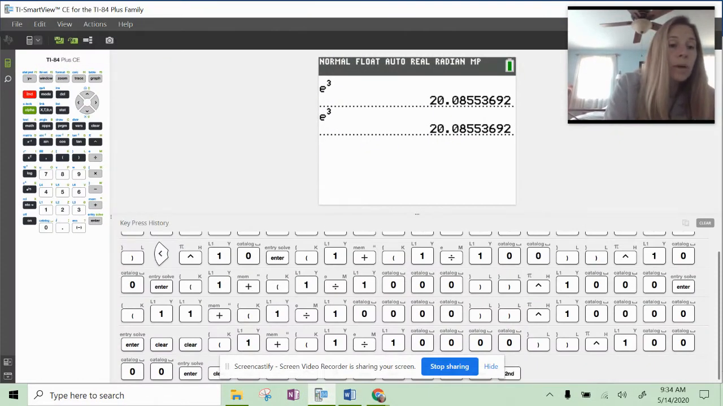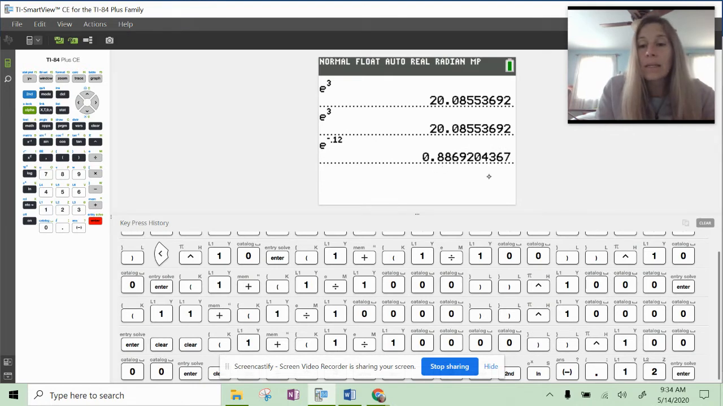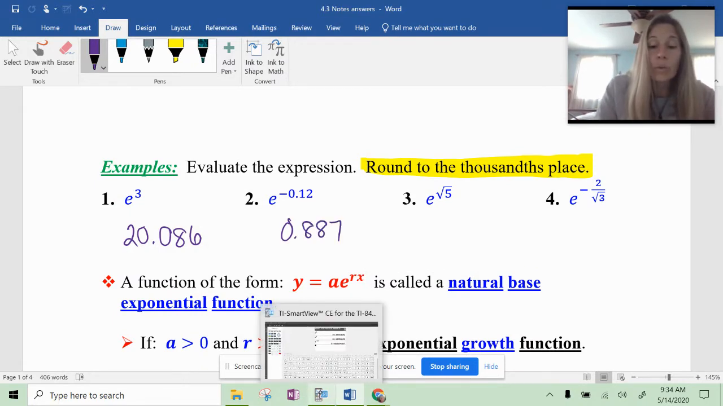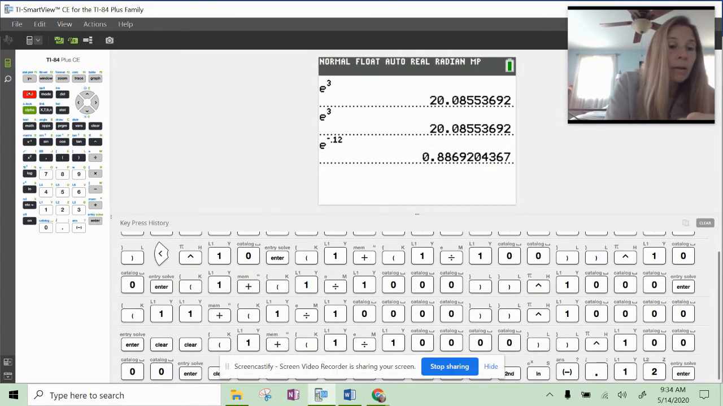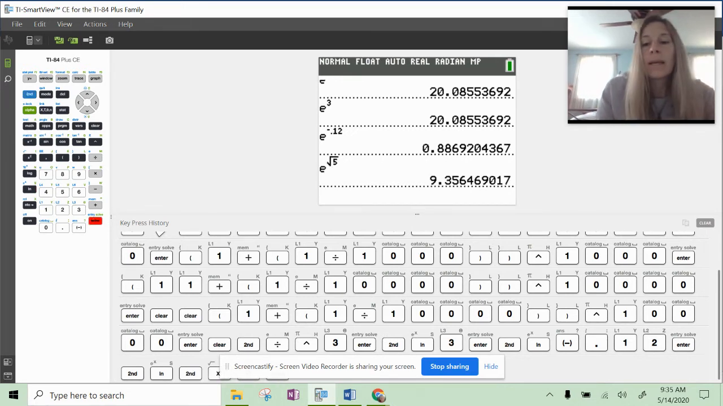Okay, next one, e is going to be raised to the -0.12. So I'm going to use my key with the e as a base, and then I'm going to put in -0.12 as my exponent, and it's 0.8869, which would round up to 0.887. Okay, next one, e raised to the square root of 5. So again, I'm going to use my e as a base, and then I'm going to raise it to the square root of 5, and I get 9.356.